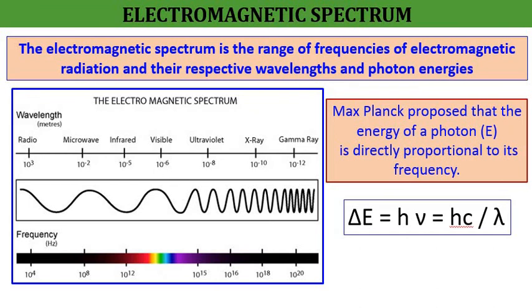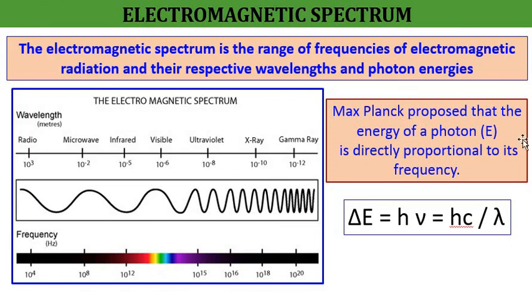Electromagnetic spectrum. The electromagnetic spectrum is the range of frequencies of electromagnetic radiation and their respective wavelength and photon energies. Here, you can see that in the spectrum, the radiations are arranged according to their wavelength or frequency.